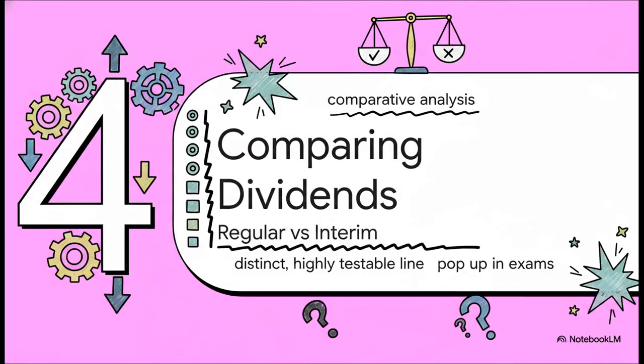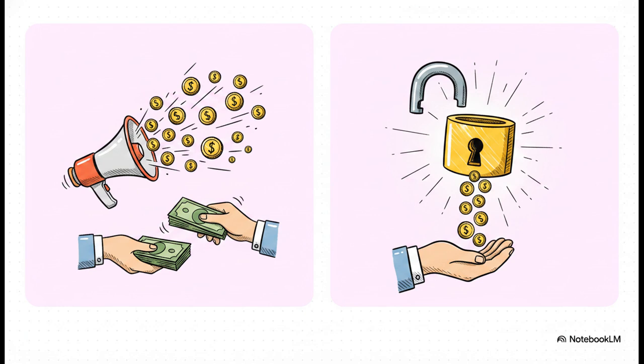Next up is Part 4, comparing dividend types, regular versus interim. Now, what's really interesting about this slide is the profound difference in timing triggers. For a regular final dividend under 7.2a, the trigger is the year it is declared, distributed, or paid. But for an interim dividend under 7.2b, the law states it's deemed income only in the tax year the amount is unconditionally made available by the company to the shareholder.